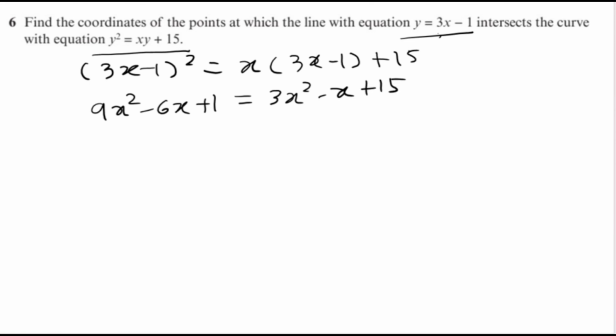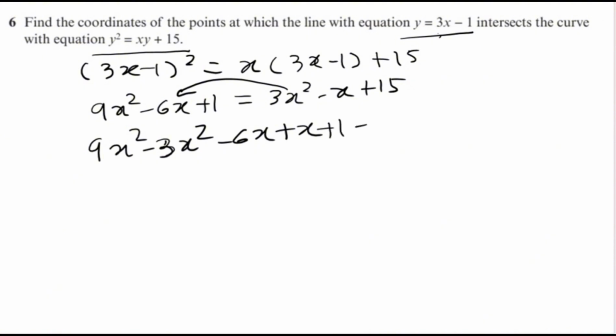Now to find the value of x, I have to write it equal to 0. So I am moving everything to one side. So 9x squared minus 3x squared, there is 3x squared, I am moving this here. Minus 6x plus x, plus 1 minus 15 is equal to 0. Simplify. That gives us 6x squared minus 5x minus 14 is equal to 0.